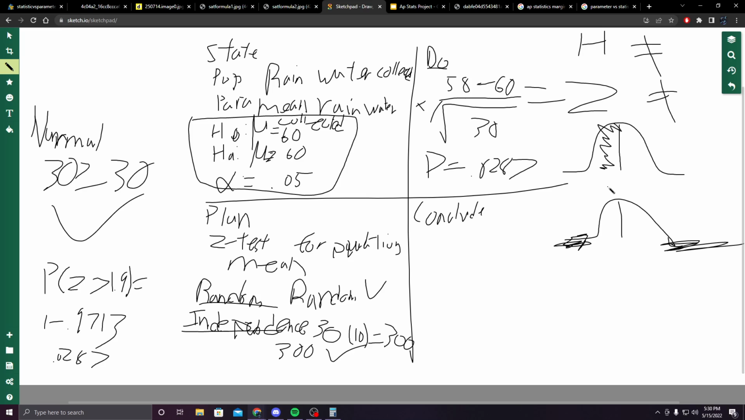Now for the conclusion, you have to write down basically these words exactly. Because the p-value of, in this case, 0.028 is below the alpha value of 0.05, we reject H sub 0, which is that the mean is equal to 60. There is sufficient evidence to suggest the true mean rainwater collected for rainforest water collected is greater than 60.